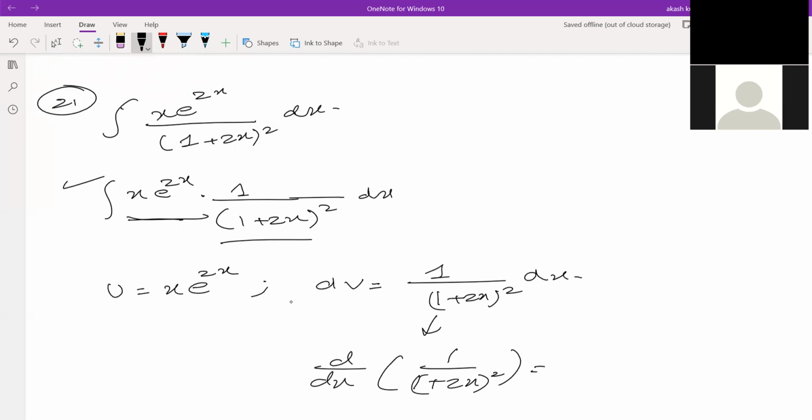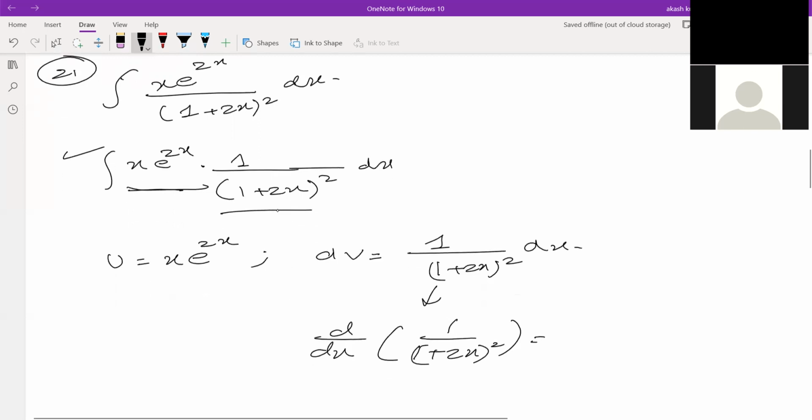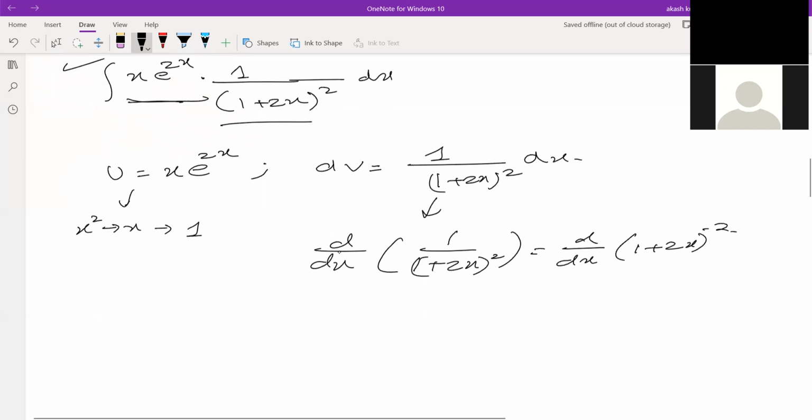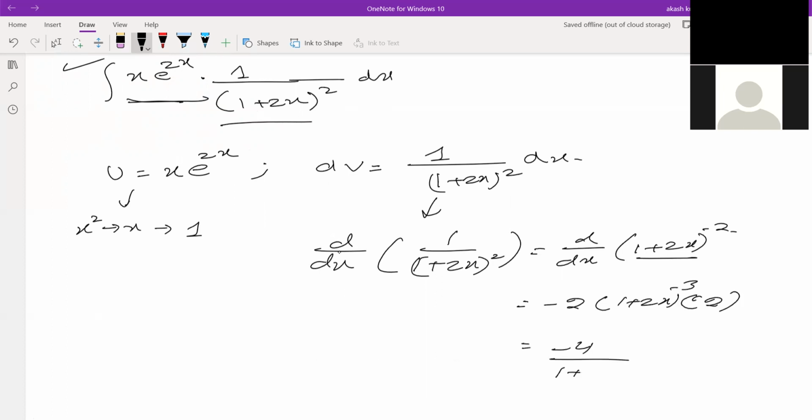Now, why did I choose dv as 1 over 1 plus 2x whole square? Because in the u, we need a function that is reducible, like its power is reducible from x square to x and x to constant. But here, if I differentiate it, can I write this function as 1 plus 2x in the negative power? Then power first, and the minus 1 from the power is going to be 1 plus 2x to the minus 3. And then again, if I differentiate this, it's going to be 2, so minus 4 over 1 plus 2x cubed.